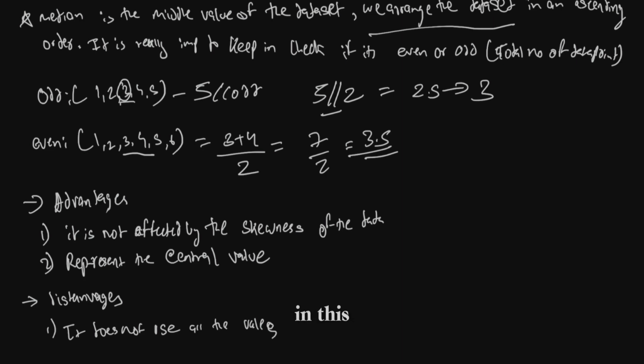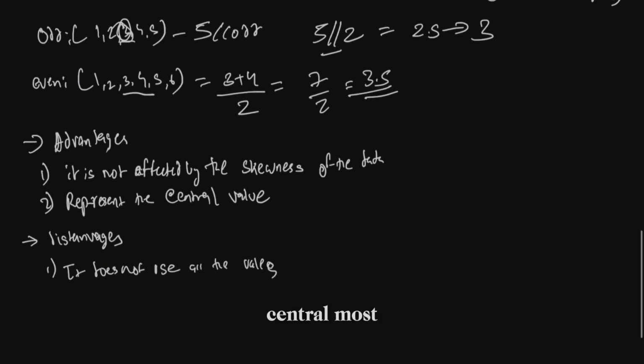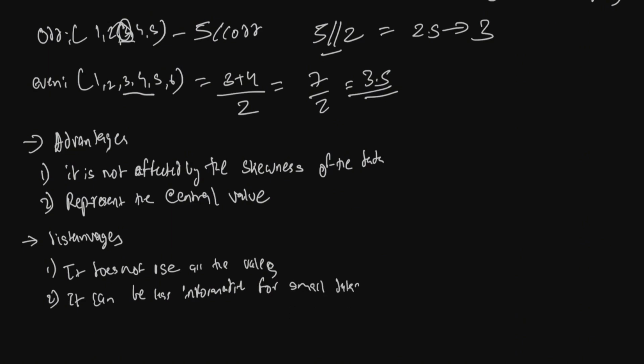Let us look at this. We have 1, 2, 3, 4, 5, but we are only using 3. And in even, we have 1, 2, 3, 4, 5, 6, we're only using 3 and 4. So it does not include every data point, it just includes the centralmost data point. Second, it can be less informative for small data sets that have repeated values.